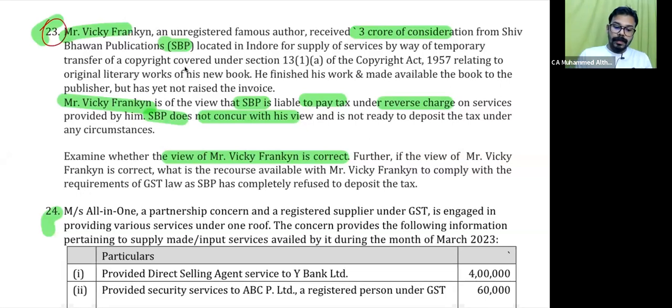But then what is the recourse? They are asking, what is the recourse available? Recourse means solution. What is the solution available with Mr. Vicky Franklin to comply with the requirement of GST law, as SBP completely refuses to deposit tax? The publisher is not ready to deposit the tax for whatever reason. They're saying we are not going to deposit this. So what is the recourse, what is the solution available with Mr. Vicky Franklin to comply with the GST requirement? Is there any other option?